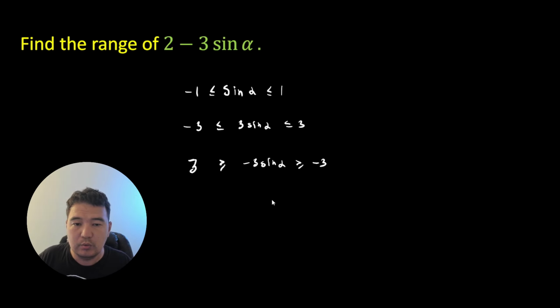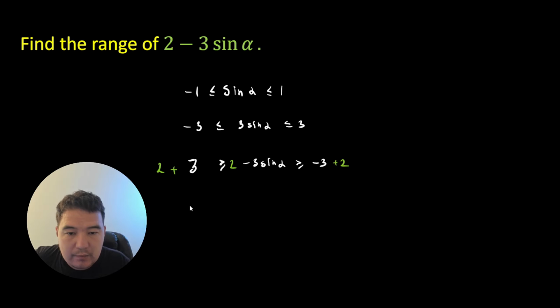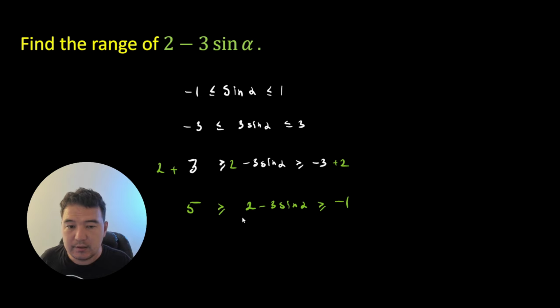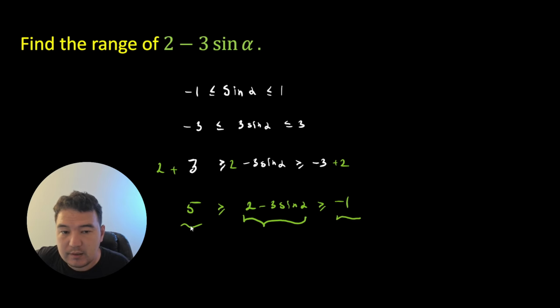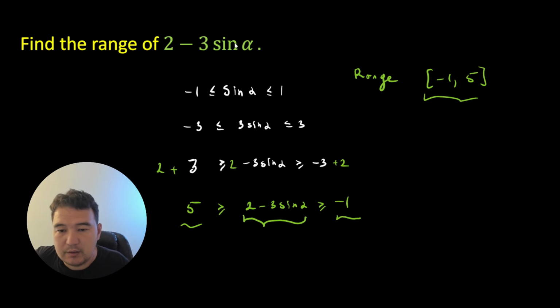If I add 2 to every side, I'll have 5 greater than or equal to 2 minus 3 sine alpha, which is greater than or equal to negative 1. So that means when you plug any alpha inside the 2 minus 3 sine alpha expression, you get something between negative 1 and 5. So that's the range. The range of this expression is from negative 1 to 5.